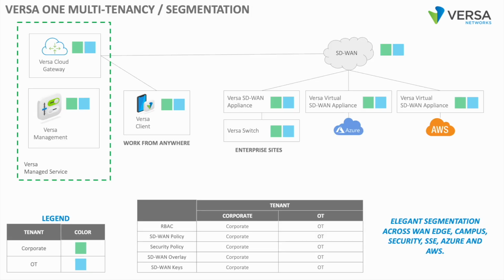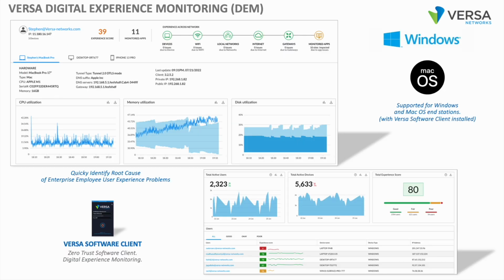This is looking at Versa multi-tenancy. So in the Versa solution, we do have powerful carrier class multi-tenancy. So in this example, we may have one tenant for corporate and one tenant for OT. And each of these tenants gets their own SD-WAN overlay, their own SD-WAN keys, their own network policy, their own security policy, their own role-based authentication, and this extends across all solution elements.